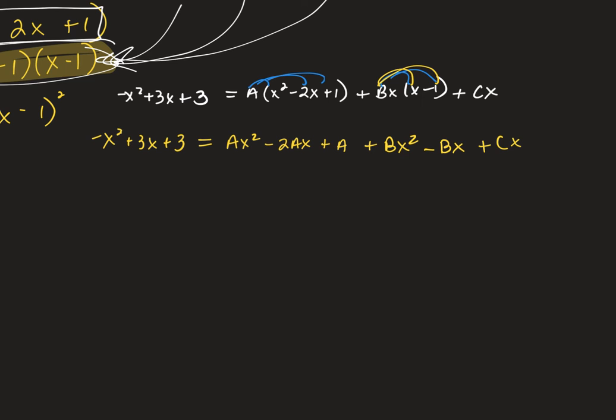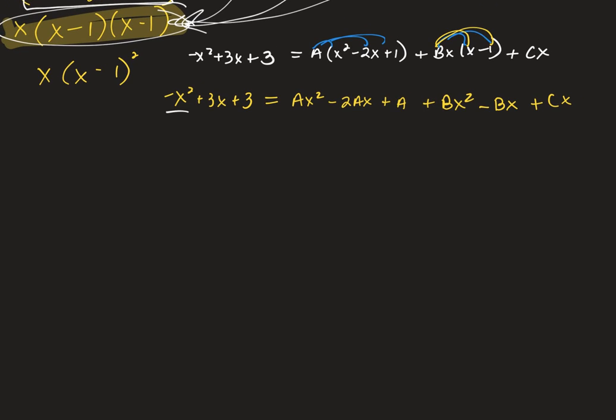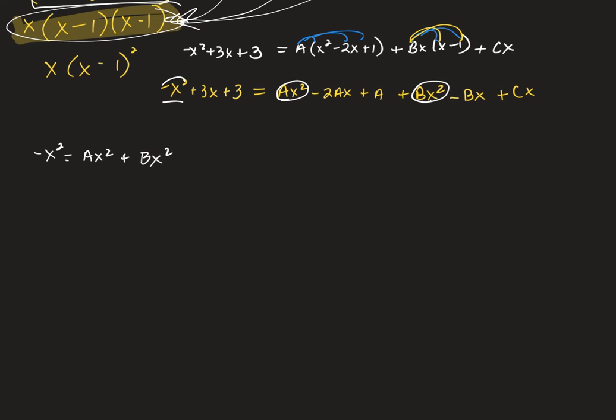Now we do the coefficient grouping. So we group everything that has an x squared. So negative x squared here equals ax squared, bx squared. I would even go through and cross them out or circle them or do something so you know those are gone.